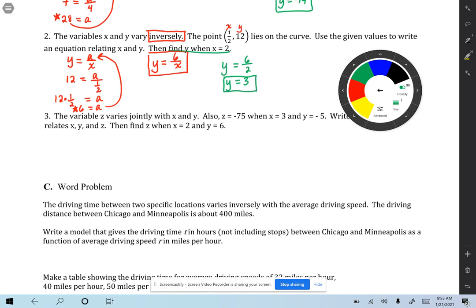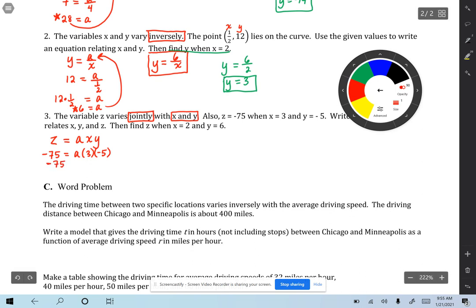All right, next one, number 3. The variable z varies jointly. So keyword here, jointly. Start with your variable z and put in your constant of variation immediately after the equal sign, because that's how joint variation is written, and it varies jointly with these two variables. Also, z equals -75 when x equals 3 and y equals -5. Notice we don't know a. That is the crucial step here.